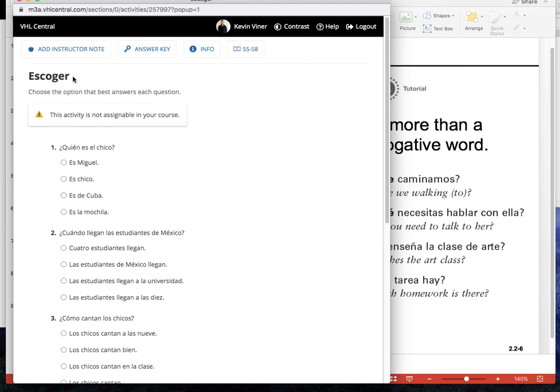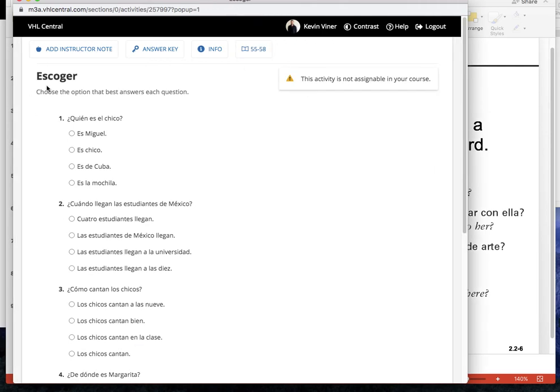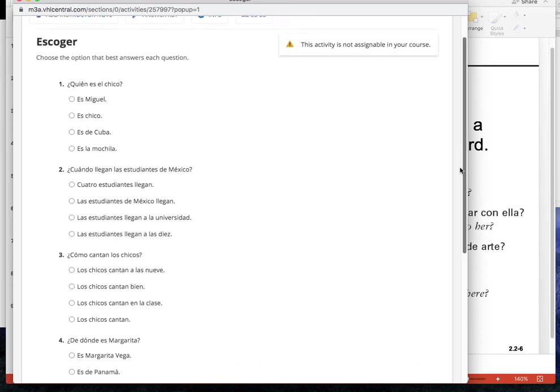So let's look at the instructions here. And again, this corresponds to pages 55 to 58 in your textbook if you want to follow along in the text. So the instructions tell us choose the option that best answers each question. All right, so here we're just practicing with questions and answers.